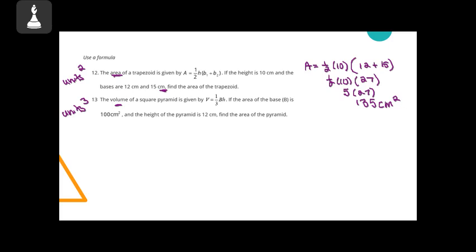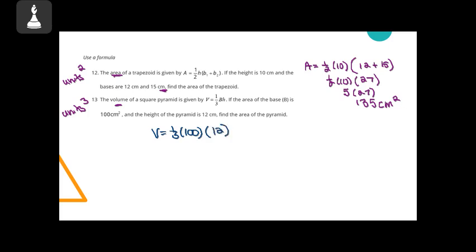So it says here the volume of a square pyramid is given by the formula volume equals 1/3 the area of the base times height. If the area of the base, the capital B, is 100 centimeters squared, so we can fill that in, 1/3 times 100 times the height. Well, if the height of the pyramid is 12, can we do that?